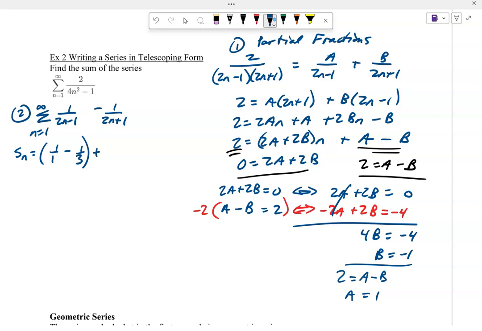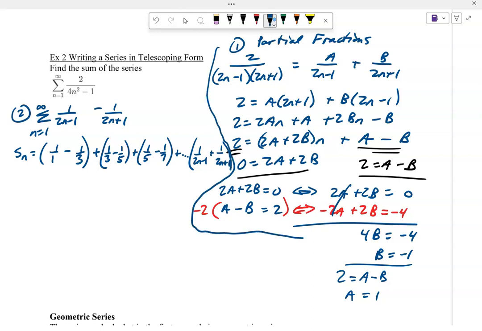Now let's let n be 2. So I'm going to add in the second one. So I've got 1/3 minus 1/5. And then 1/5 minus 1/7. And then let me do 1 over 2n minus 1, 1 over 2n plus 1. Sorry about that. Not enough room here.